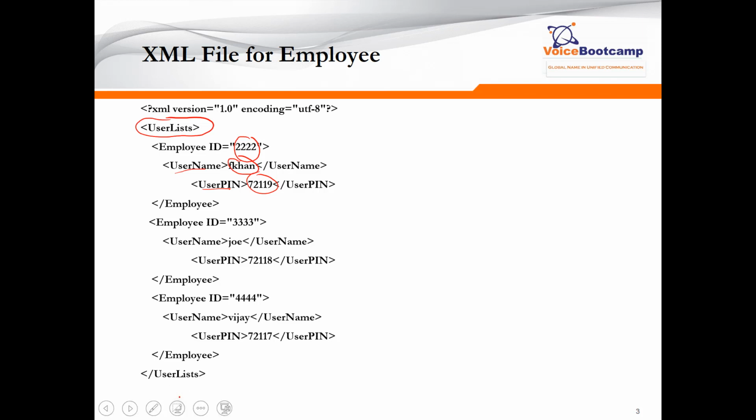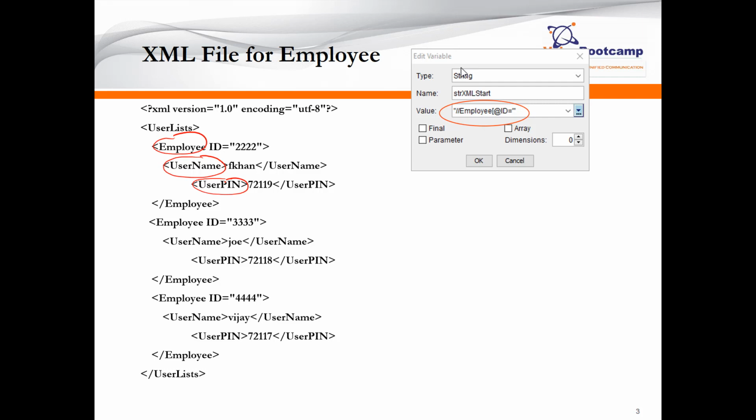Now, from this particular file, we really don't care about the user list tag, but what we are interested in is starting from right here. So this is the level that we want to start looking from. To do that, I need to create 3 variables that will represent this tag and this tag. One of the fastest, easiest ways is to create a string variable.